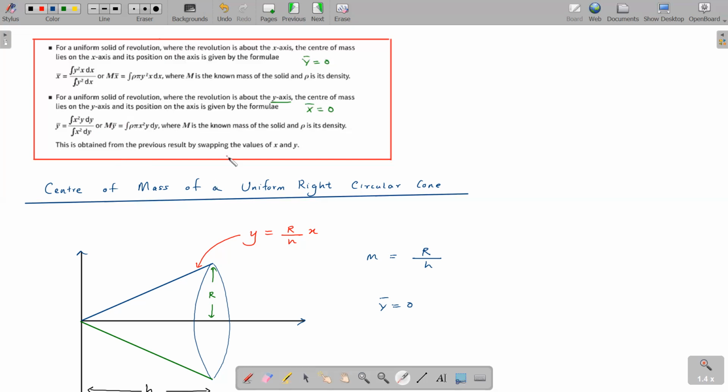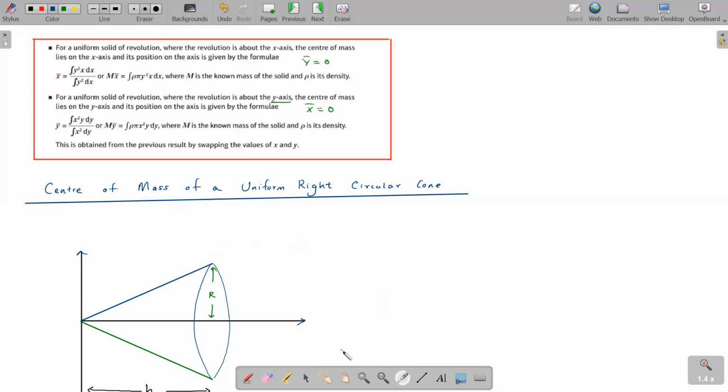Under this particular topic, we are now going to go into 3D objects, basically solids of revolution. The first object we are going to discuss under that is the center of mass of a uniform right circular cone. All right, guys, the center of mass of a uniform right circular cone. So how does it work?